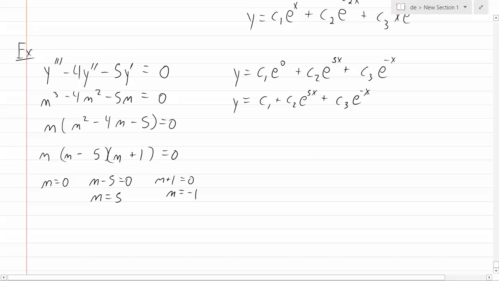Alright, so you can check your factoring. I just factored an m out, and then the quadratic factored easily. So I got 3 answers. One of those was m equals 0 though. So that makes that term c sub 1 e to the 0 or just c sub 1. Any questions on that problem?